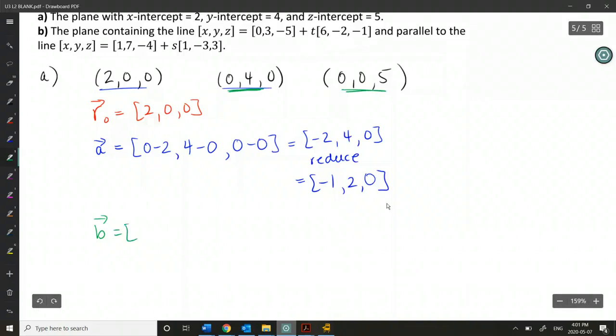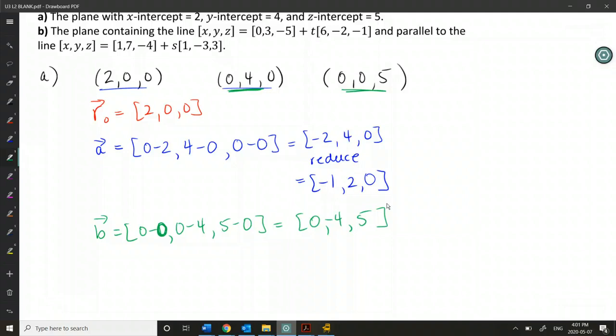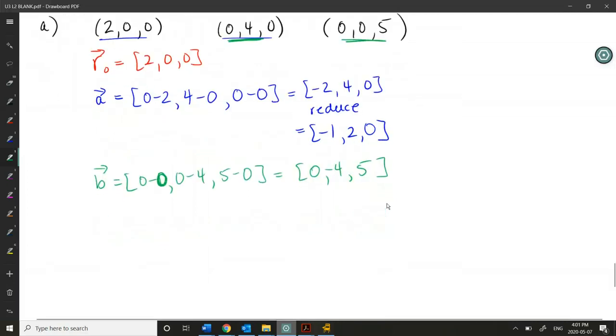And then maybe we'll choose this point and this point for our second vector here. So we'll have 0 minus 0, 0 minus 4, and 5 minus 0, which will give us, oops, sorry, this is supposed to be 0, which will give us 0, negative 4, positive 5. Okay, you may get the opposites of these, like if I chose the vector that connects these 2 points, but in the opposite direction of the one that I just calculated, you may get 0, 4, negative 5. That's totally fine.